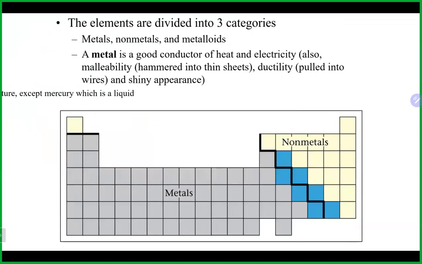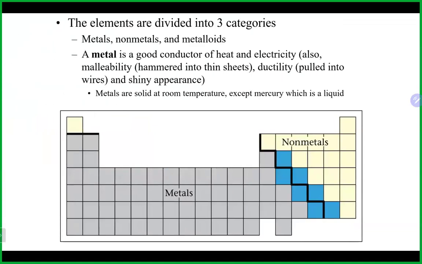Now, the periodic table is basically broken up into three sort of categories of elements. There are metals, non-metals, and metalloids, which are also sometimes referred to as semi-metals. Metals are good conductors of heat and electricity. They're also malleable. They can be hammered into thin sheets or pulled into wires. They typically have a shiny appearance. Metals, for the most part, are solid at room temperature.